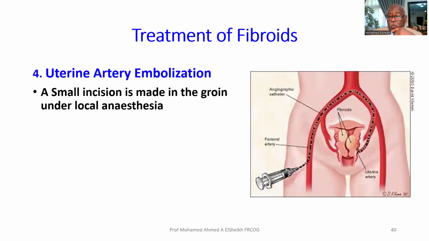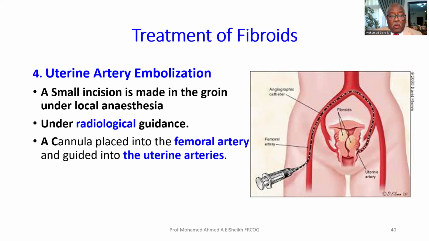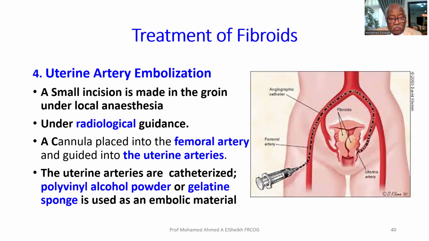The fourth group of how we can manage, we said no treatment, medical treatment, surgical treatment, and we have gone through all of them in detail. The fourth group here is the uterine artery embolization. And here we make a small incision in the groin under local anesthesia, and under radiological guidance, a cannula is placed in the femoral artery and guided into the uterine artery. So the aim at the end is to reach the uterine artery.